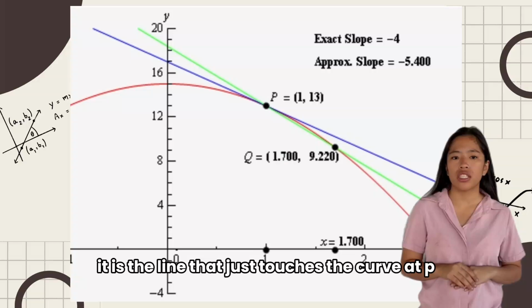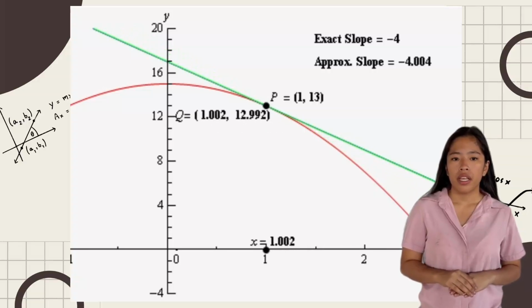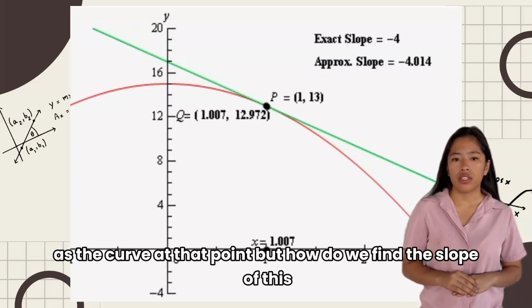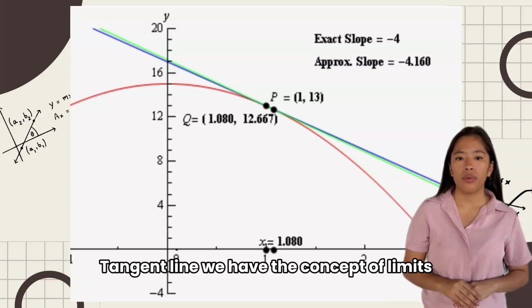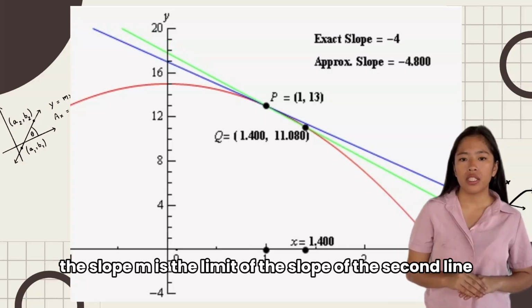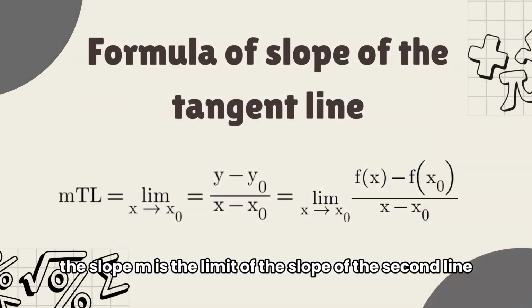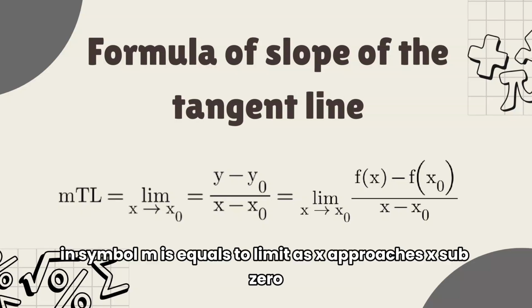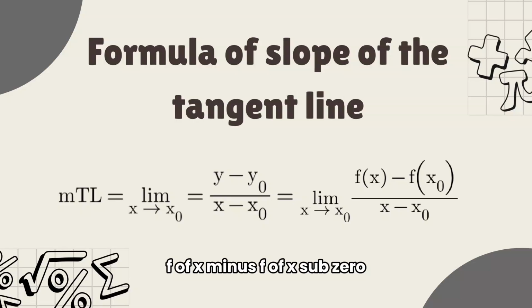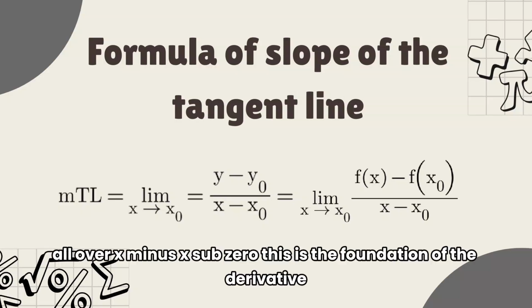It is the line that just touches the curve at P and has the same direction as the curve at that point. But how do we find the slope of this tangent line? We have the concept of limits. The slope m is the limit of the slope of the secant line as x approaches x sub 0. In symbols, m is equal to the limit as x approaches x sub 0 of f of x minus f of x sub 0, all over x minus x sub 0. This is the foundation of the derivative.